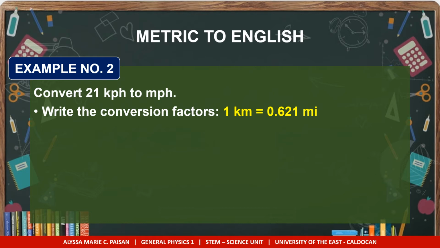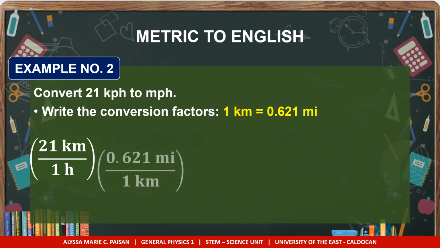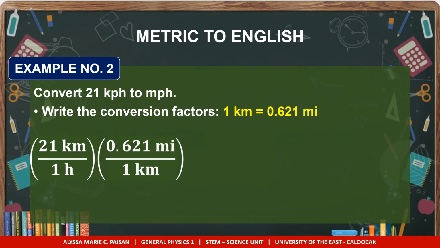Let us write the given as 21 kilometer over 1 hour. Beside that, we will write the conversion factor which will be written as 0.621 mile over 1 kilometer. The unit hour remains the denominator since we do not need to convert it. Now, we can cancel the kilometer, and using our calculators, we will get the answer 13 mph or 13 miles per hour.